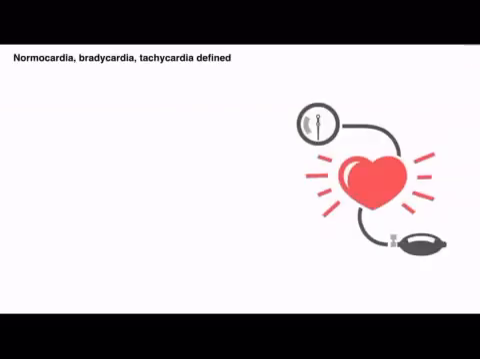Okay, checking circulation and shock. Now then, let's define normocardia, bradycardia and tachycardia. Well, normocardia is 70 to 80, brady is 50 and tachy is 100. So there are some quite nice round numbers.